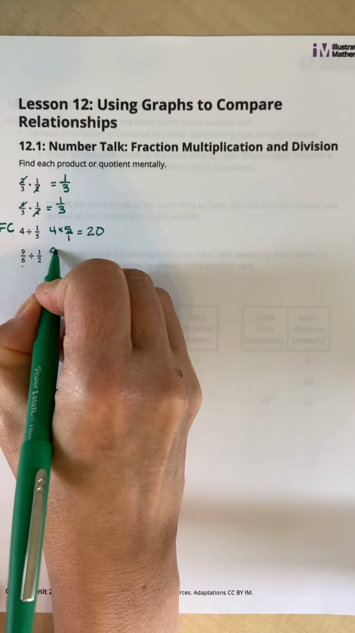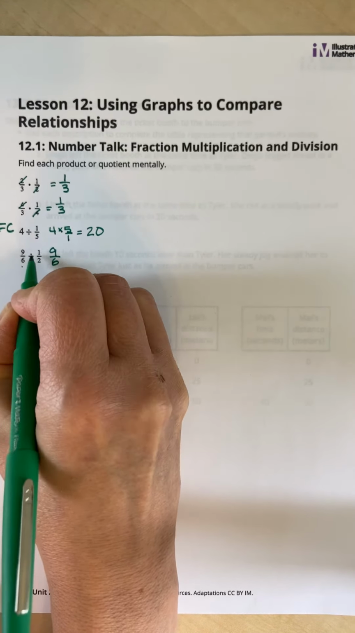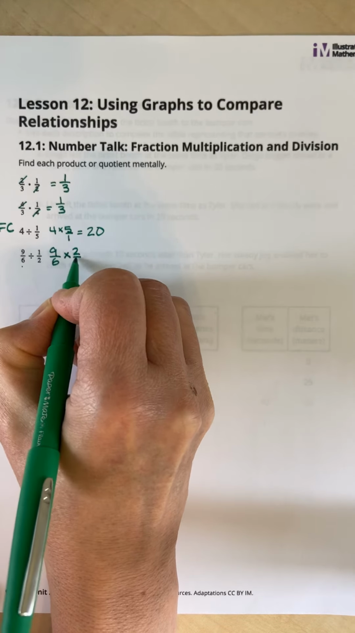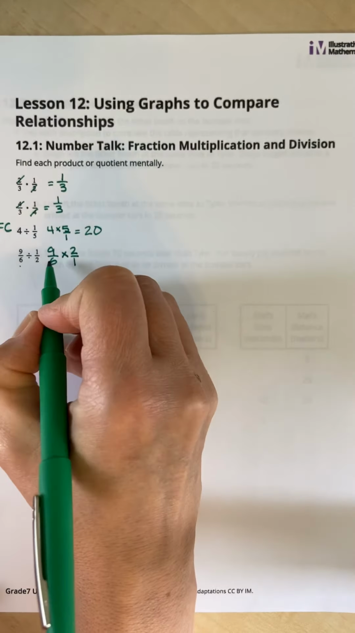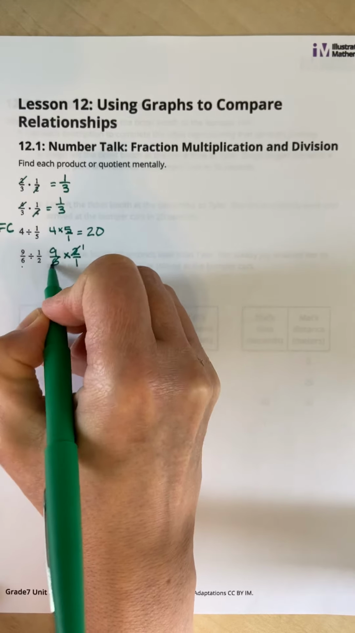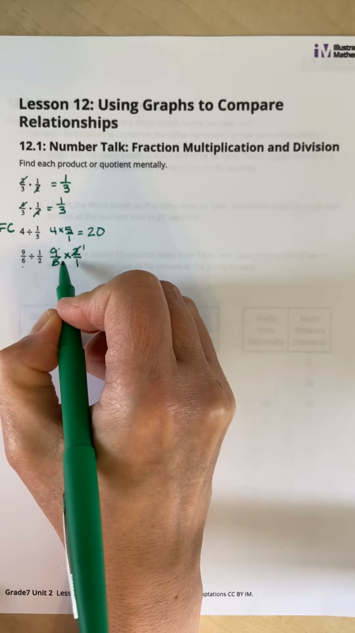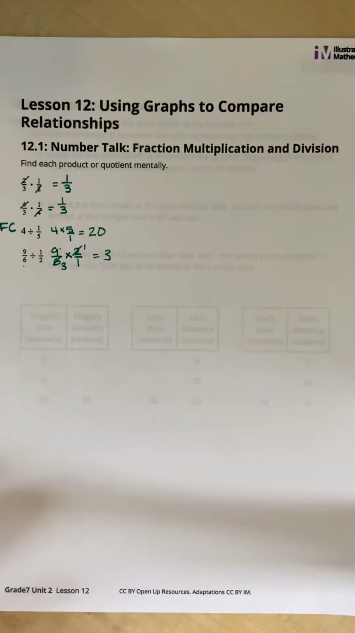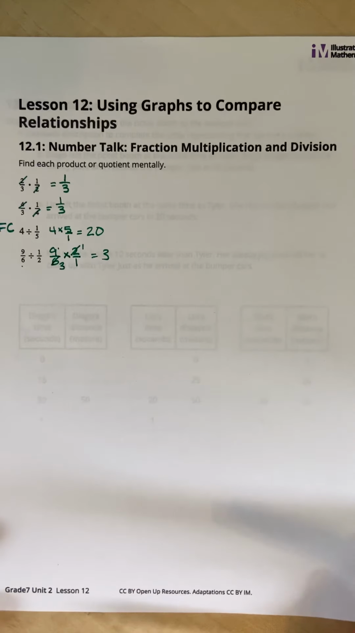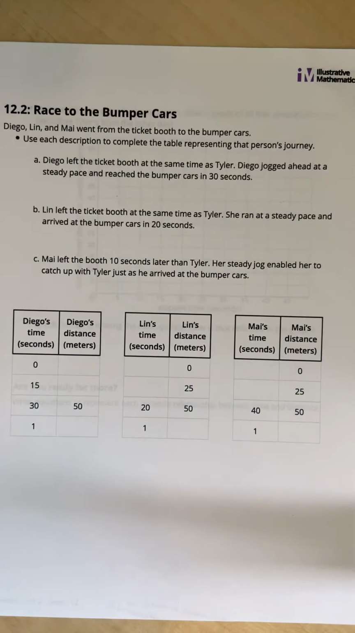Same here. If I did 9/6, I'm going to keep, change, flip. And then again, I would cross reduce. 2 goes in there once, 2 goes in there 3 times. 9 divided by 3 is 3. So it's just a real quick review on fractions, okay? Okay, so the next page.